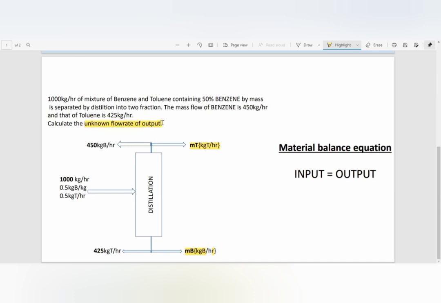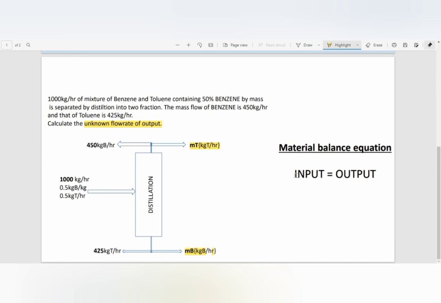So the question is to find the unknown flow rates of output. Two output flow rates are unknown. One is MT at the top right corner, and another is MB at the bottom.